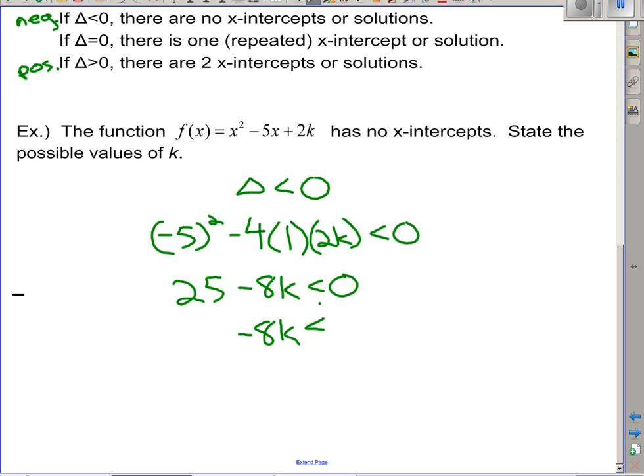Move over our 25. And now we're going to divide by negative 8. Realize when you divide by a negative or multiply by a negative in an inequality, the direction of the inequality changes. And negative 25 divided by negative 8 is the same as positive 25 over 8.